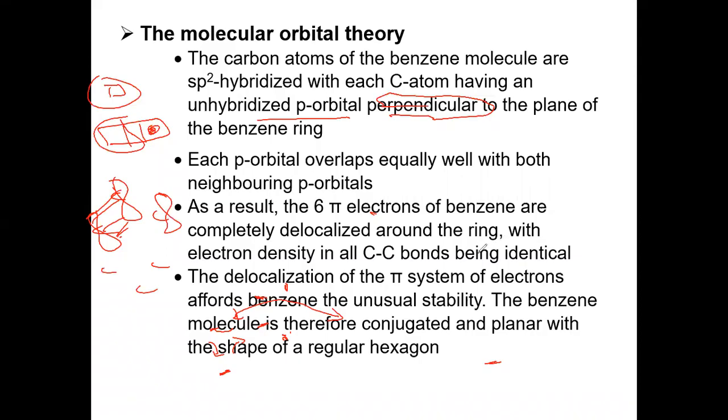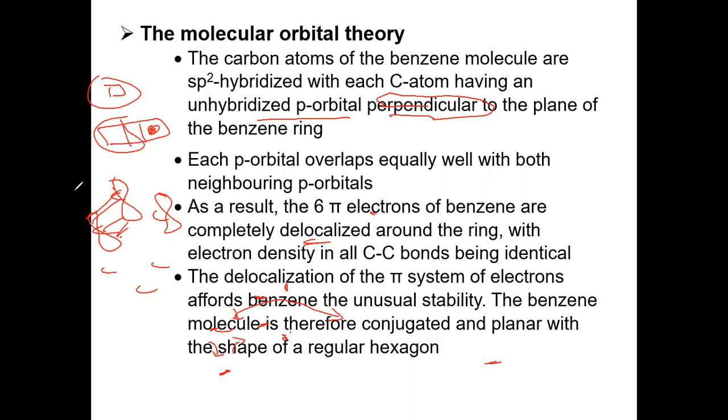Now, because of this overlap, the 6 pi electrons, you realize there are 3 double bonds in benzene. Each of the double bonds has 2 electrons. The 6 electrons are in pi bonds, so we call them 6 pi electrons, right? So the 6 pi electrons are completely delocalized. If we say they are delocalized, it means they are mobile. Because of the overlap, there's conjugation. If we say something is conjugated, it means it is connected, right? Each of the carbons has an unhybridized p orbital, which will overlap.